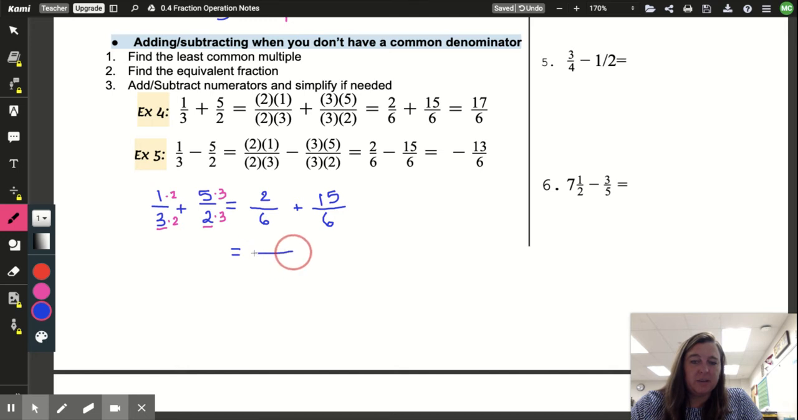Okay, now that the denominators are the same, I can go ahead and add the numerators. So I'd have 2 plus 15, which is 17. So this one is 17 over 6. The subtraction problem is done similarly. The only difference is once you get to this step, instead of adding the numerators, you're going to be subtracting them. All right, so once again, pause your video and you're going to work numbers 5 and 6, and then come back and check your answers.